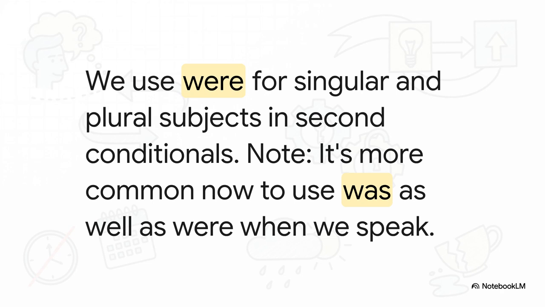Now, you might have noticed we've used both was and were. So what's the deal? Well, officially, especially when you're writing, you should use were for everybody. If I were, if she were. But, and this is a big but, in everyday chat, you'll hear people say if she was all the time. It's totally natural, so don't sweat it when you're speaking.